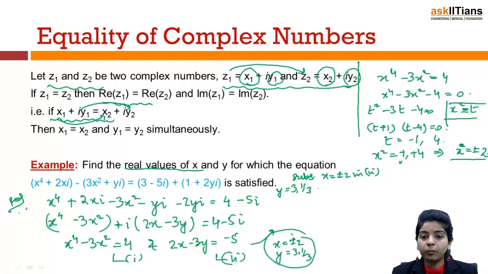So in equality of complex numbers, you just need to remember that the real part is equal to the real part and the imaginary part would be equal to the imaginary part.